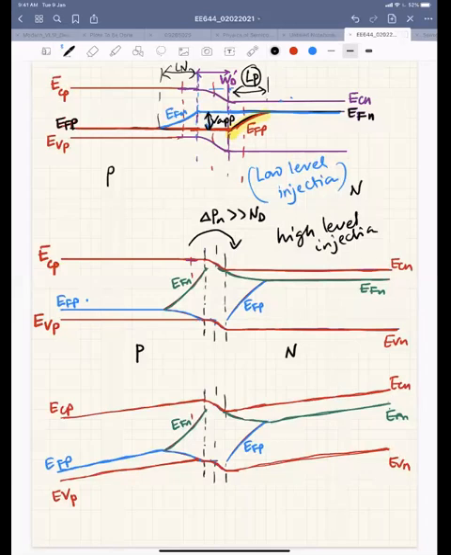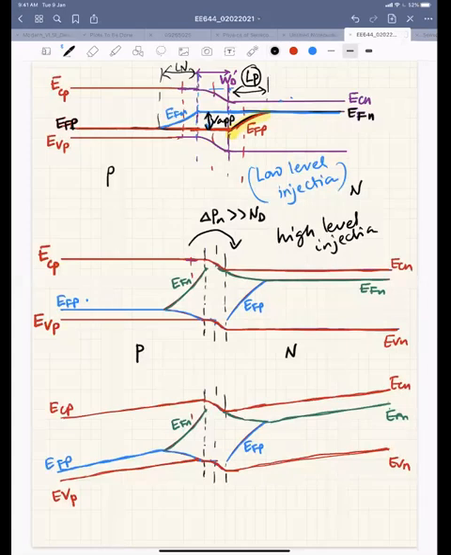So I had some electrons, right? I have an Nd number of electrons, but now there is a momentary increase in the electron concentration also. Because in low level injection, your electron concentration in the N side is not changing. But here your electron concentration will change because you are injecting holes, which is much higher than the equilibrium electron concentration, right?